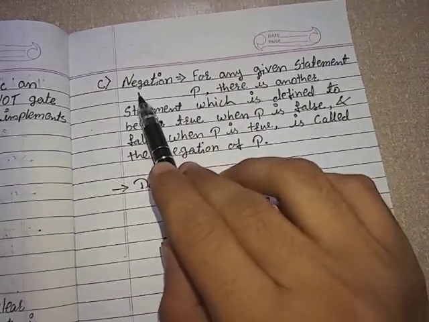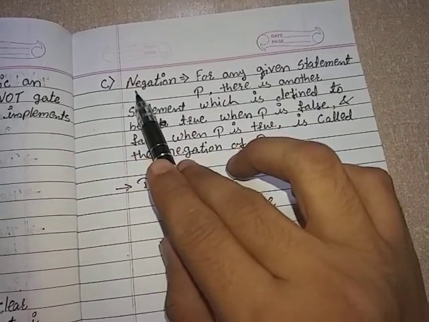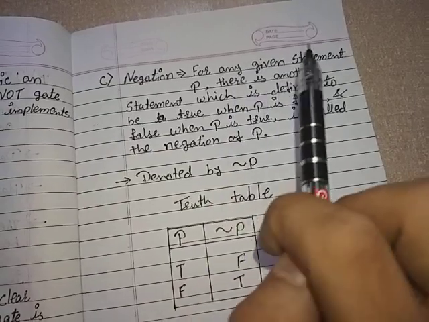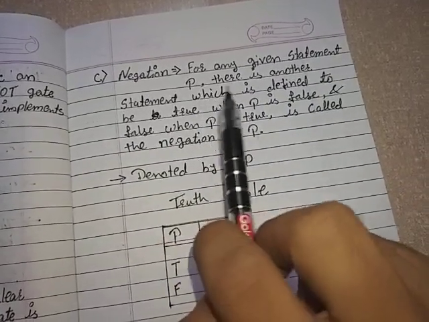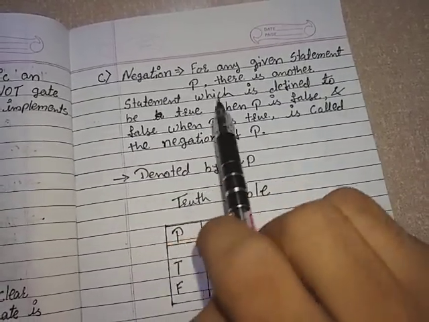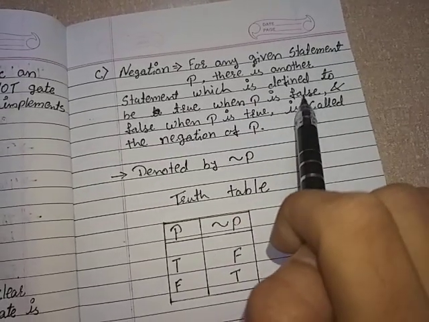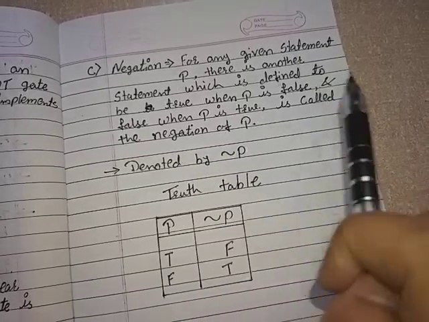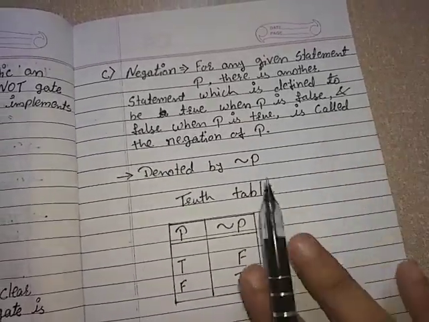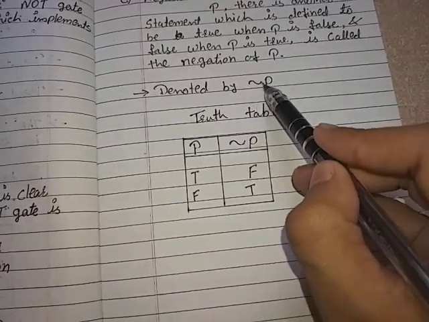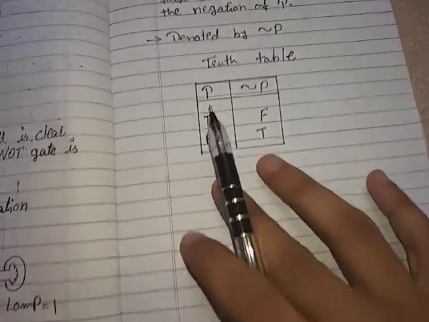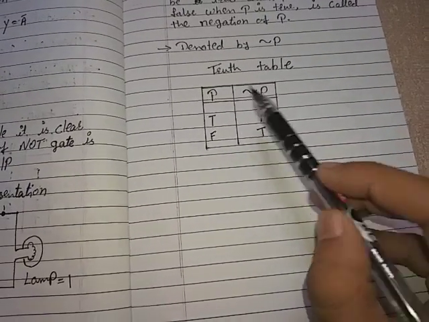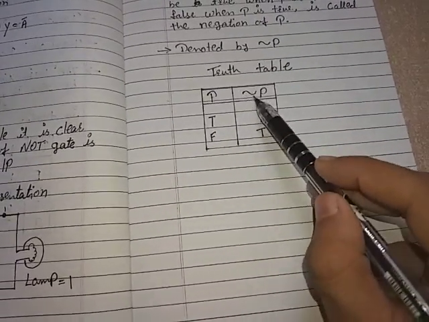Let's see the mathematical logic negation. For any given statement p, there is another statement which is defined to be true when p is false and false when p is true, called the negation of p, denoted by this symbol. Truth table: when p is true, negation of p is false, and when p is false, negation of p is true.